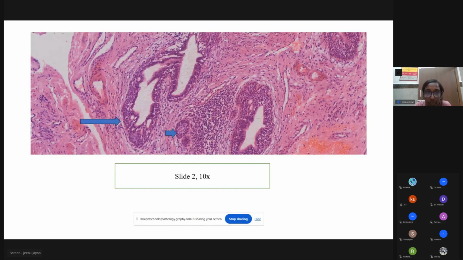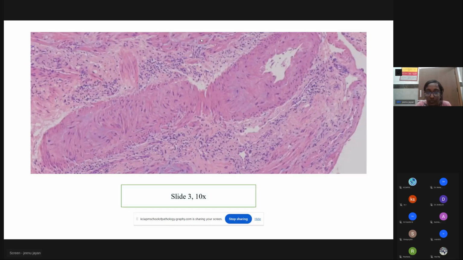In the subepithelial space, there are cystically dilated structures lined by urothelium with a cyst in the center, which is suggestive of urethritis cystica. And again, in the lamina propria, Brunn's cell nests are noted. Along with that, inflammatory infiltrates and areas of hemorrhage are noted.